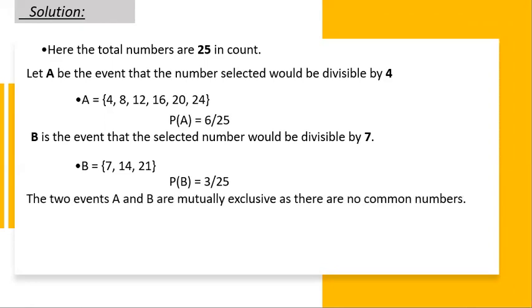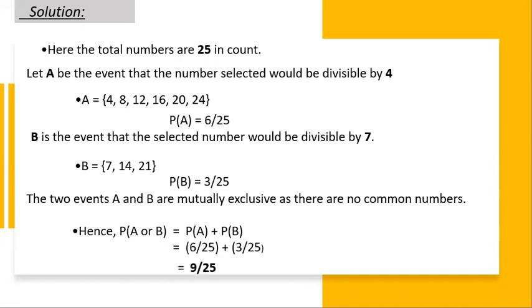These two events A and B are mutually exclusive, as there are no common numbers in their respective sets. Hence, the probability of getting A or B, that means a number divisible by 4 or 7, is the probability of A plus the probability of B, which results in 9 by 25, as you can see here. Now we will move forward to the multiplication rule of probability.